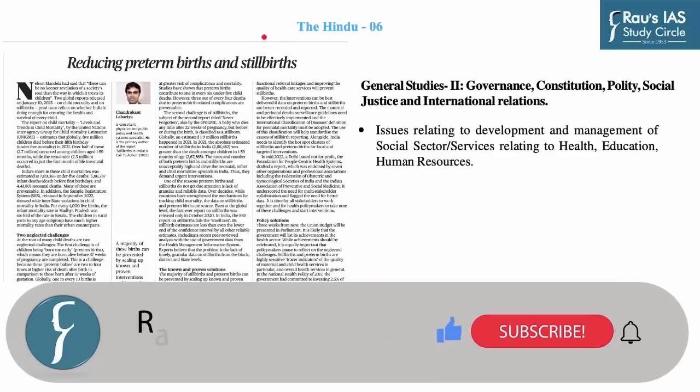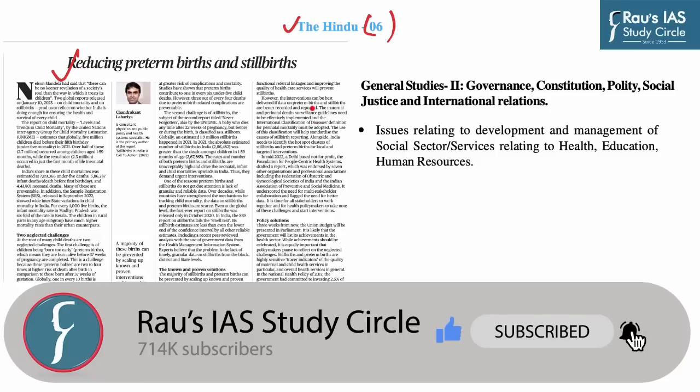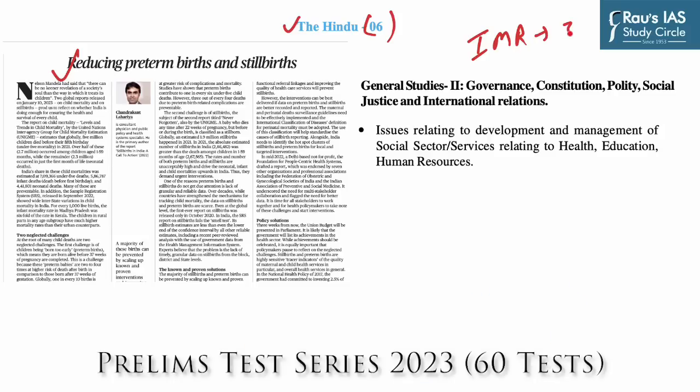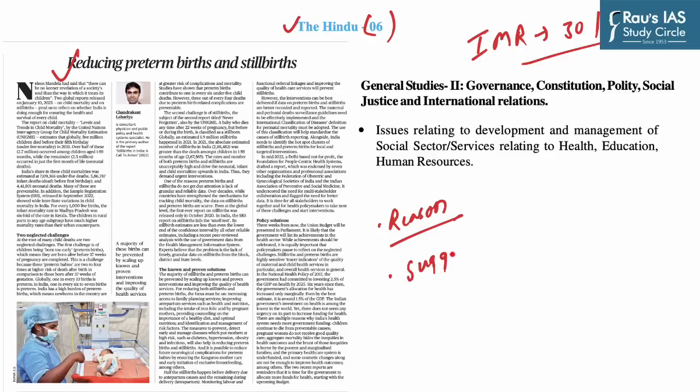So our first discussion is based on this article which featured in the Hindu newspaper page number 6. The article is related to two recent reports released in January that have highlighted the prevalence of high child mortality in India. According to the Ministry of Health and Family Welfare, in 2019, the infant mortality rate stands at 30 per 1,000 live births. This article highlights the reason behind such a high rate of infant mortality. Along with this, it also provides suggestions to improve this situation.